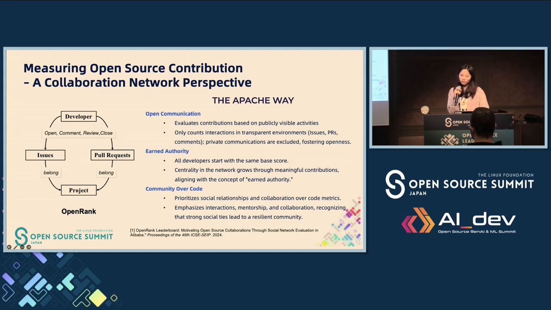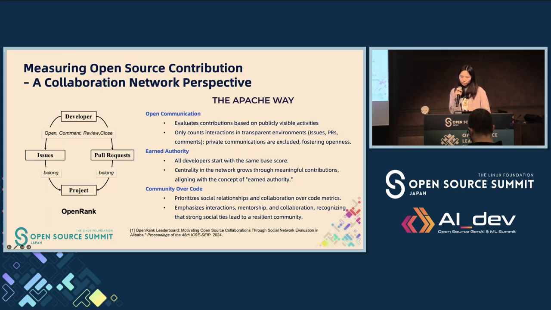And also on authority, in the Apache Way, authority within a community is earned through consistent high-quality contributions, not through titles or external affiliations. So in OpenRank's approach, every new developer starts with the same basic score. And over time, their centrality in the network grows as they engage deeper and make more meaningful contributions.